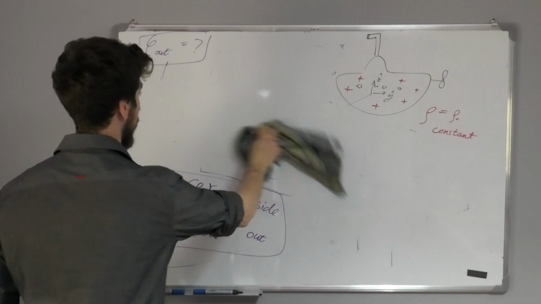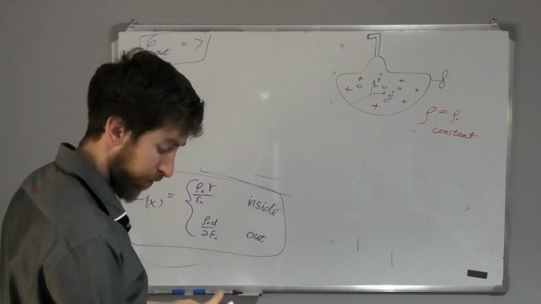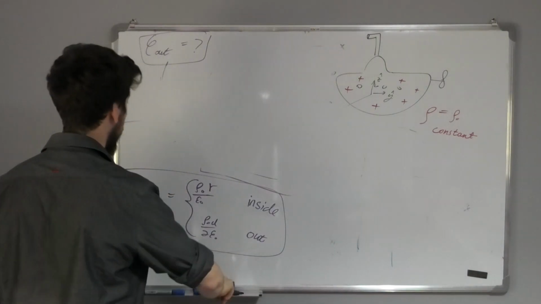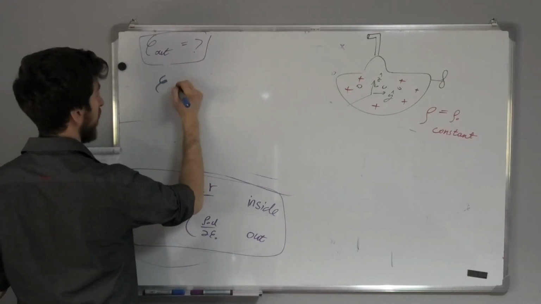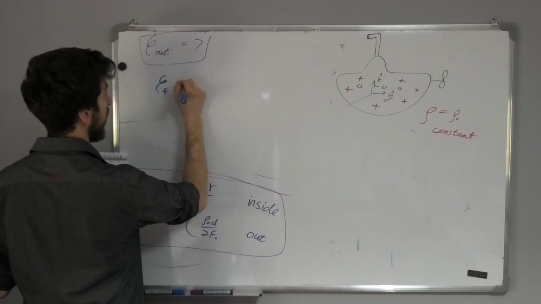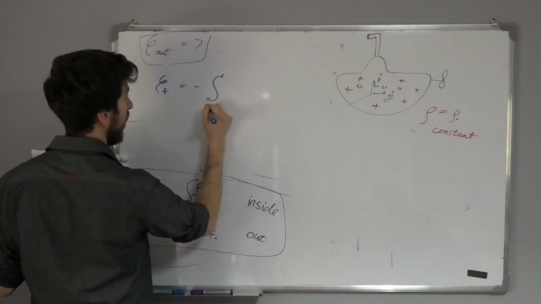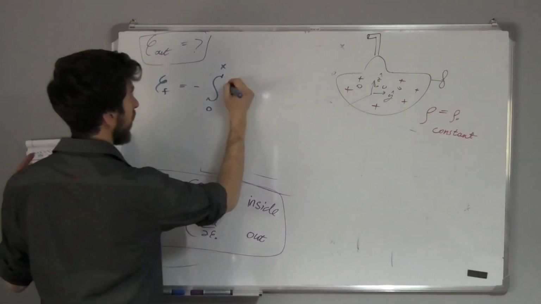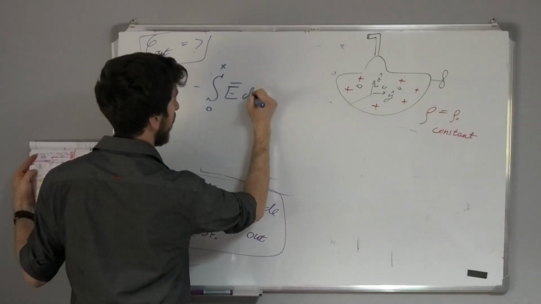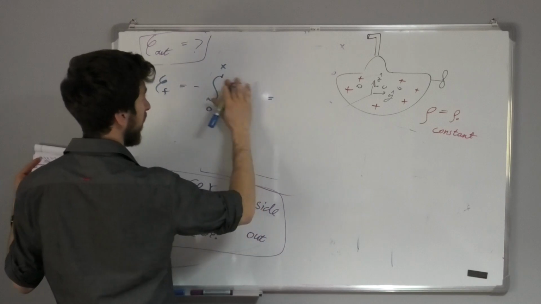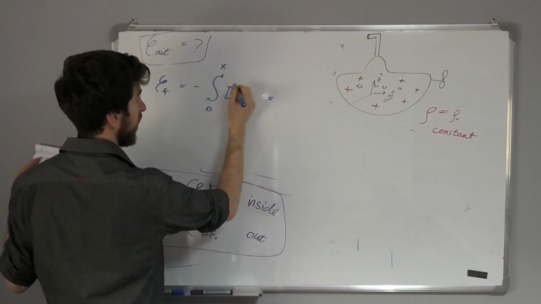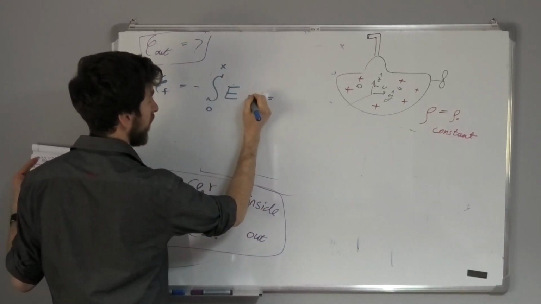So what is the term for the potential? We said before that the potential phi at some location is equal to minus the integral from 0 to that specific location of the electric field dr. We said that it can be written as E magnitude dx.